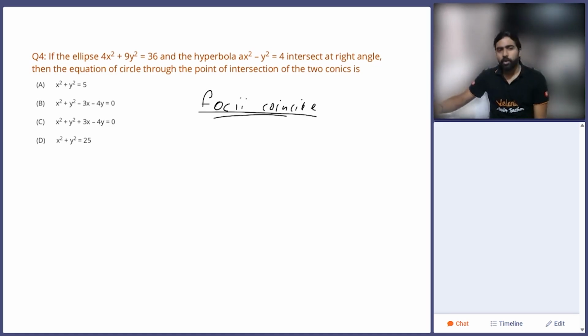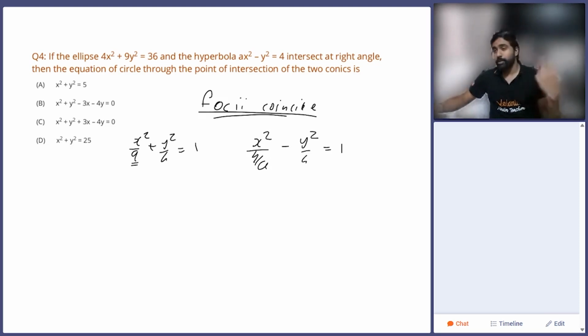So let me find the foci of ellipse over here. Converting into general form, it is x square upon 9 plus y square upon 4 equals to 1. What do we have over here? X square upon 4 by a minus y square upon 4 equals to 1. What is the foci over here? A is 9. A square is 9. So a will be 3.